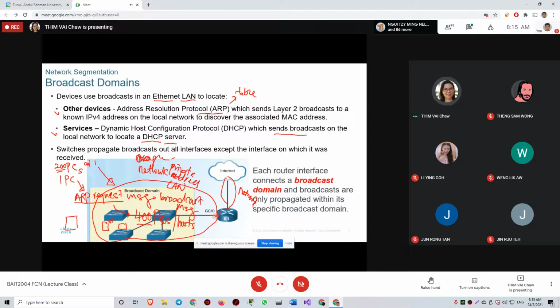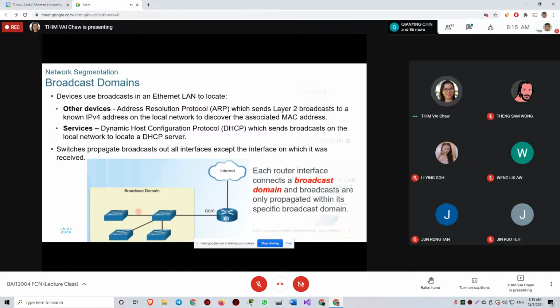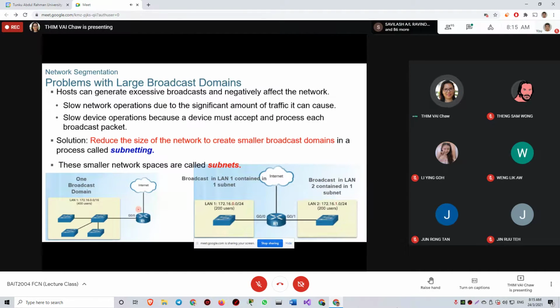So that's why over here I can see that from this router interface onward, this one is one broadcast domain, and this is also one network. Okay, one network. So after you understand the broadcast message sent in the broadcast domain, you know how to define the broadcast domain.